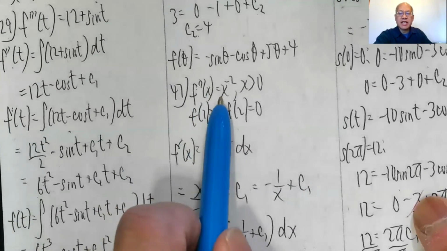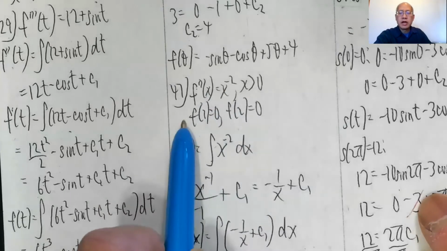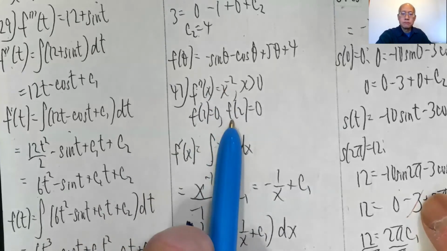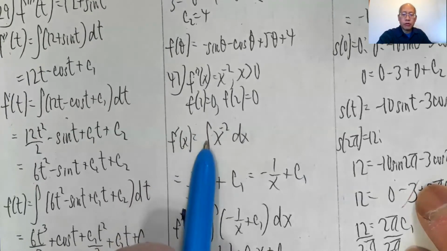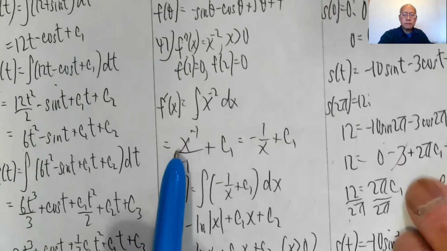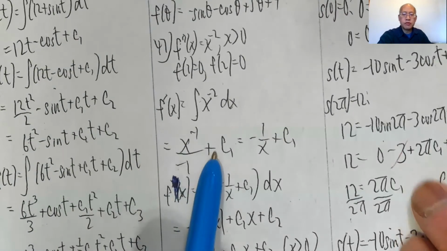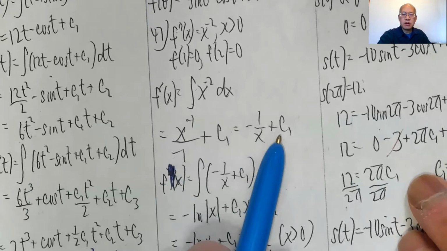47, f double prime is x to negative 2, x is greater than 0, f of 1 is 0, f of 2 is 0. Okay, so to go to f prime, I integrate once. Integral of x to negative 2 x is negative 1 over negative 1 plus c1. That's negative 1 over x plus c1.